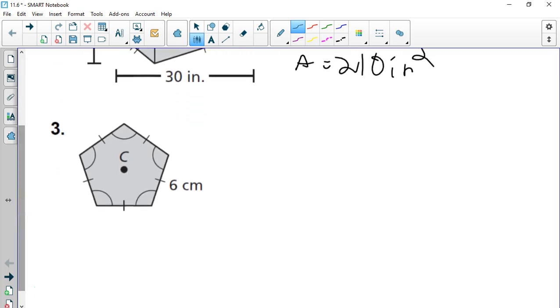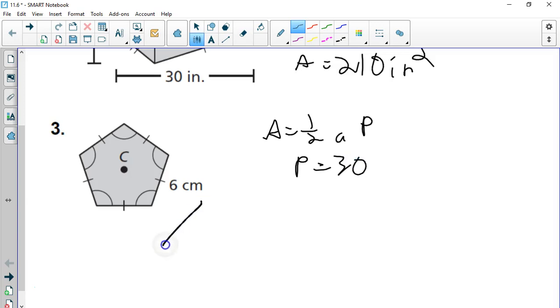All right, number 3. We have a regular pentagon. So we're going to use the 1/2 apothem perimeter. Now, right off the bat, we know 6 times 5 is 30. So we know the perimeter is 30, but we need to find out the apothem. So we take our triangle. Remember, since this is regular, this central angle is going to be 360 divided by 5.